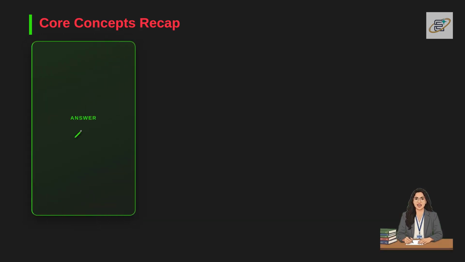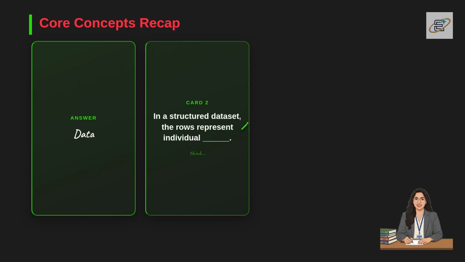The answer is data. Remember, it only becomes information once it is processed and given context. Next prompt: in a structured dataset, the rows represent individual what? What is the technical term we use for a single row? The answer is observations, or records. Each row is one distinct entity being measured.